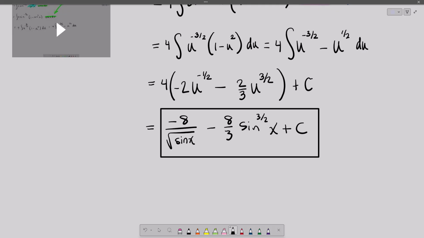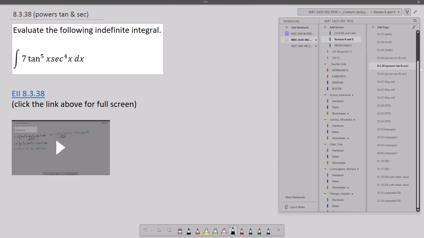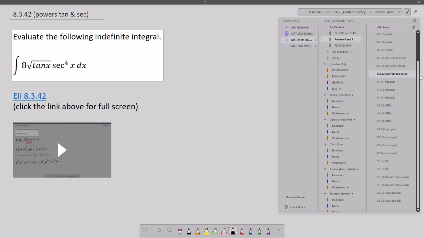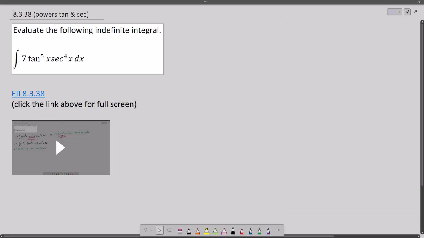Any part of that you have questions on? Not too bad? Okay. Let's see, what time do we have? We're doing pretty well. We want to make sure we get to the impropers. Let's do, let's see, that one, that one. Let's do this one of the tan and secants.